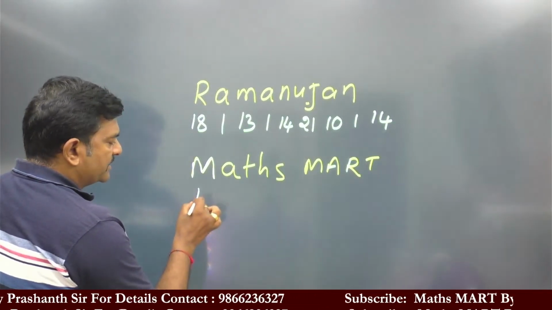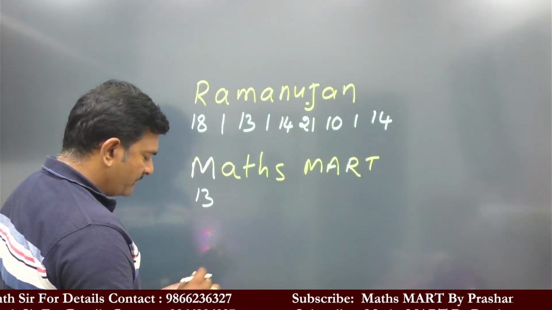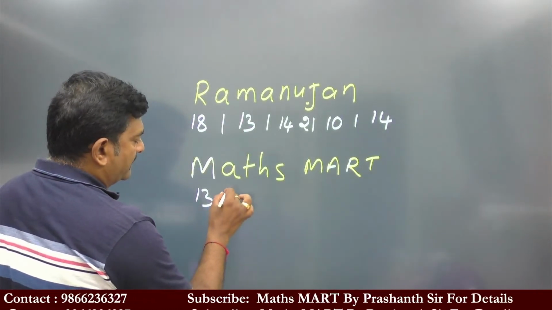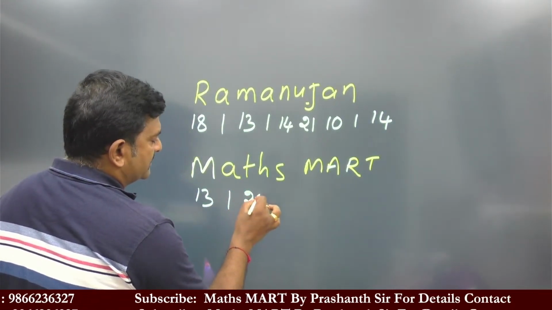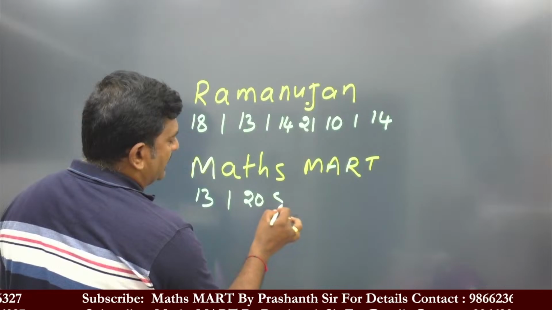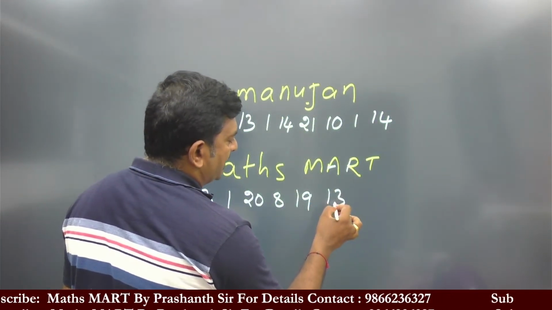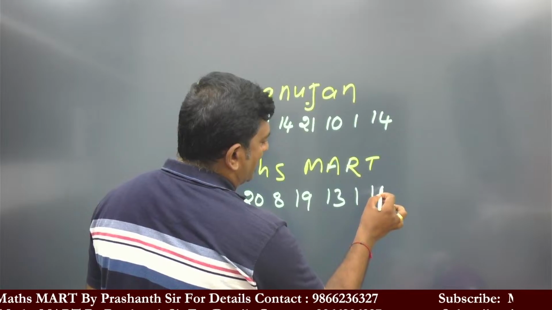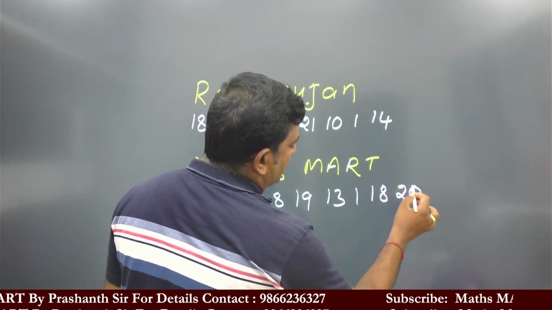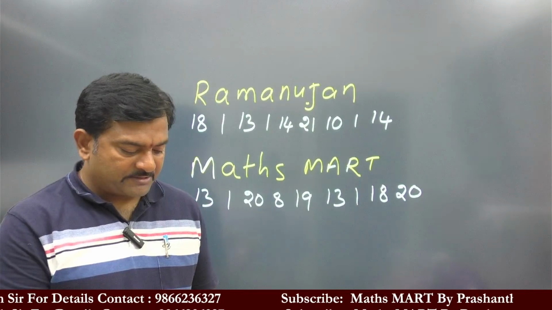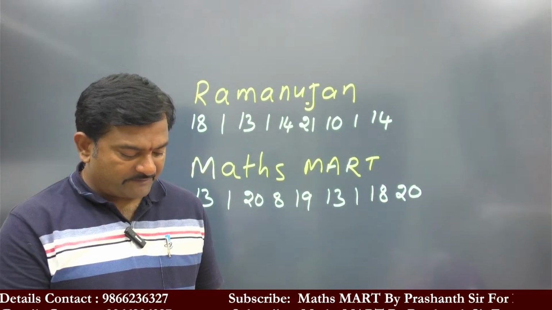Tell me, M means what we can take, 13. Then A means 1 we can take. T means 20. H means you can take 8. S means you can take 19. Again M means 13. A 1. R is 18. T means 20.